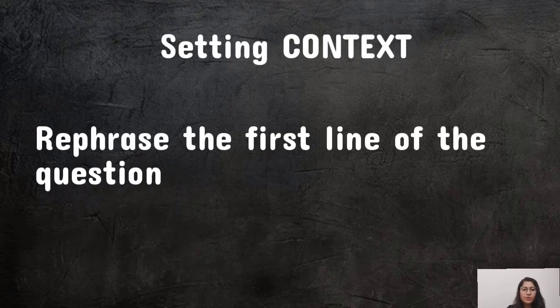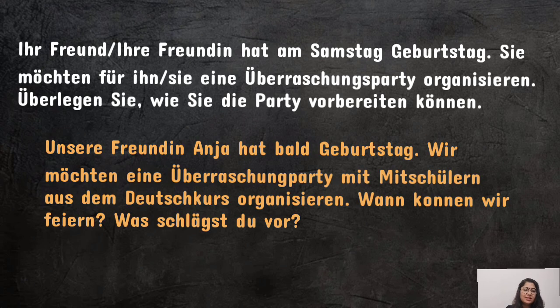So how do we get that context? We get it by simply rephrasing the first sentence of the question. And this is how we do it. You can look at the screenshot. We have just told our friend what we are going to discuss about, right?